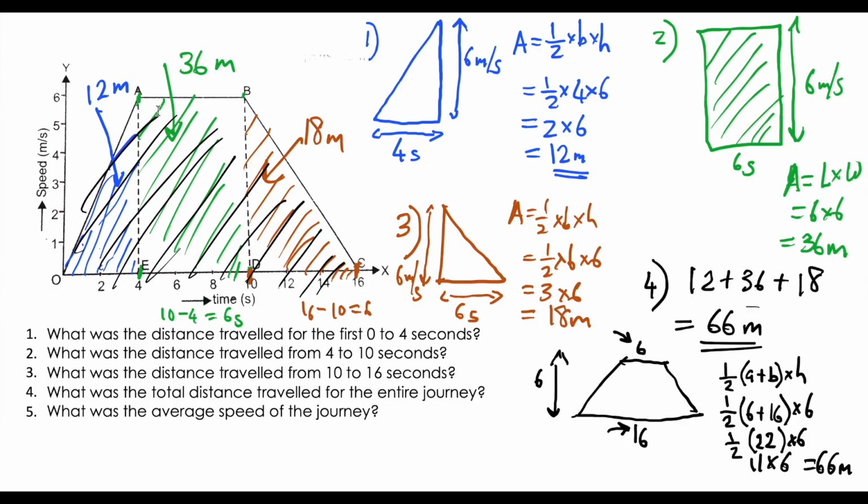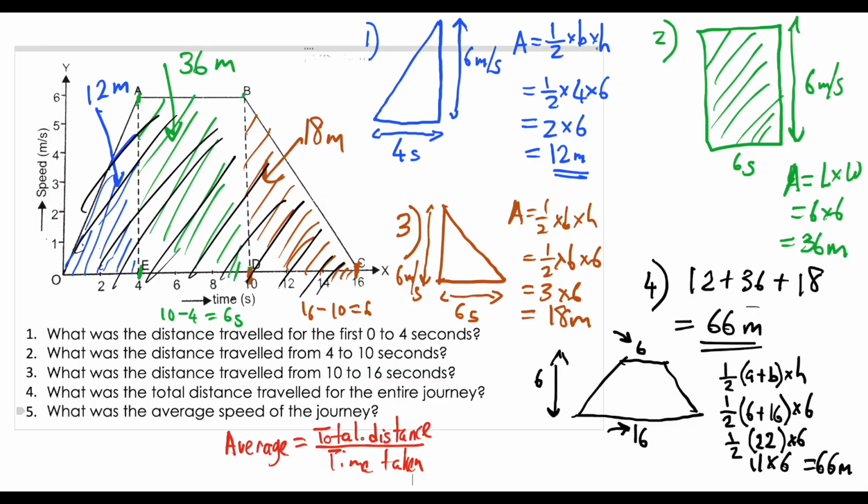Now number 5, the last piece of the puzzle. Sometimes they may ask you, what was the average speed of the journey? Usually when we're working out average speed, we say the total distance traveled divided by the time taken. At different points of this journey, I was going faster than at other times. At this point the young lad was going 1 meter per second, then all of a sudden it was 6 meters per second, then he started slowing down again. It was a fluctuation between the two.